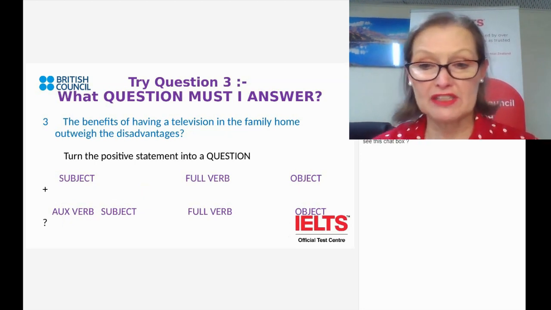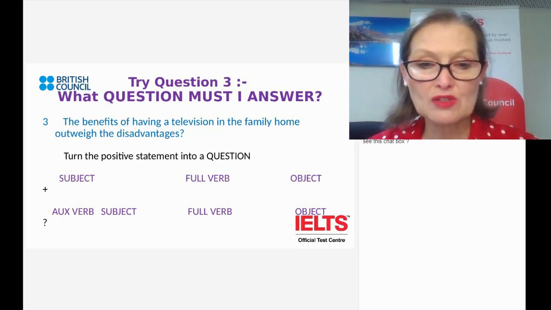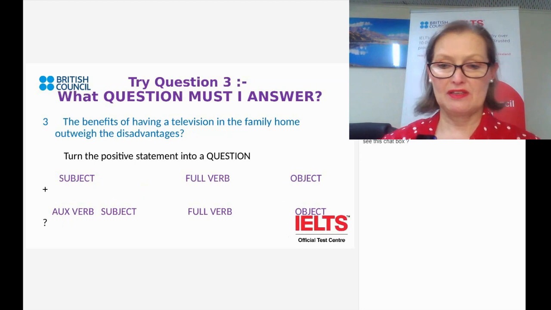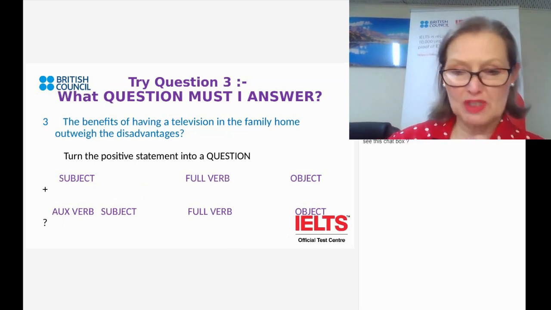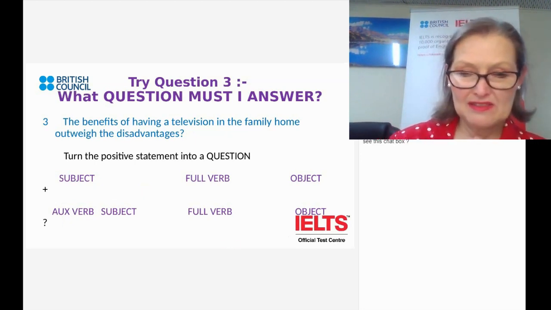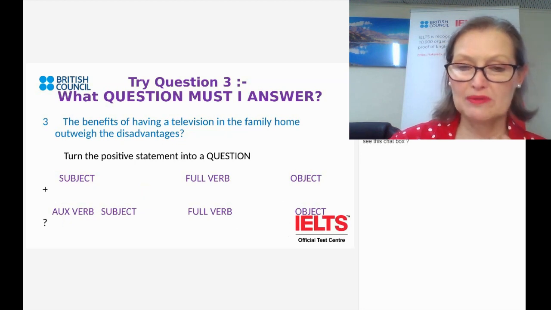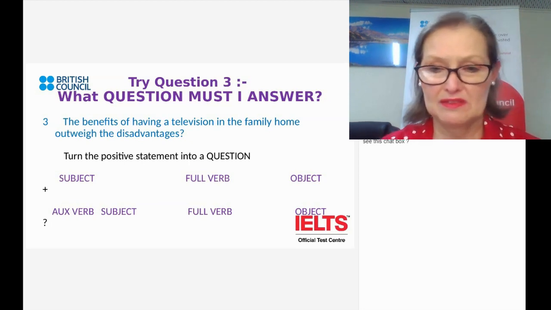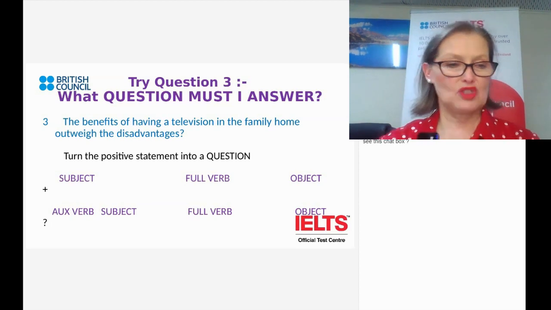The benefits of having a television in the family home outweigh the advantages. What is my subject going to be? What is my verb? And what is my object? Try this one.